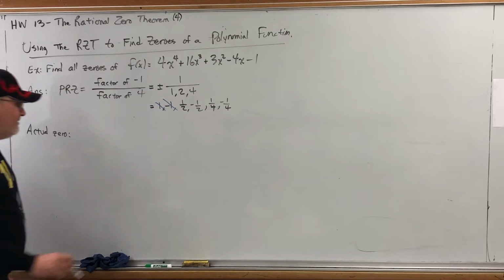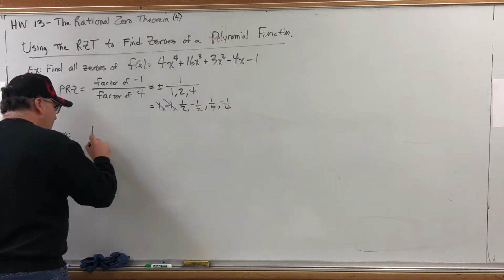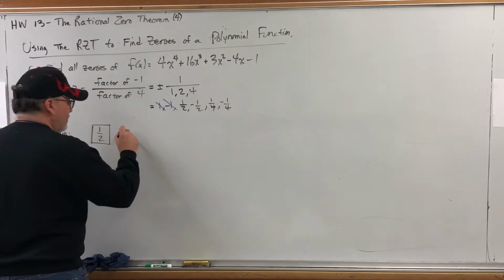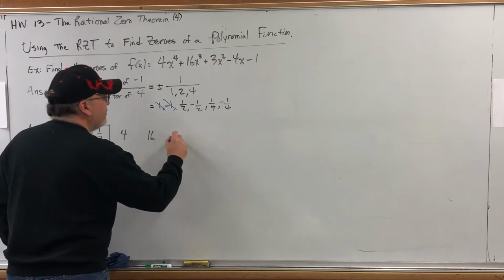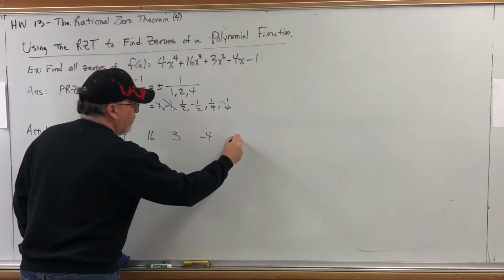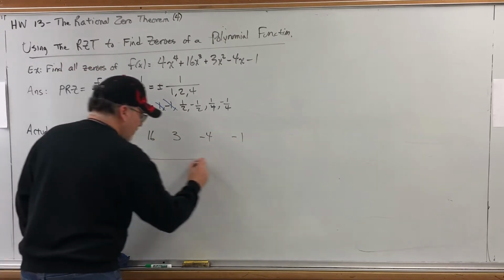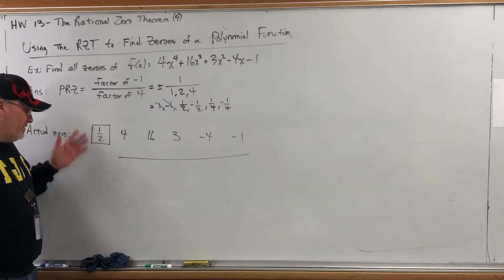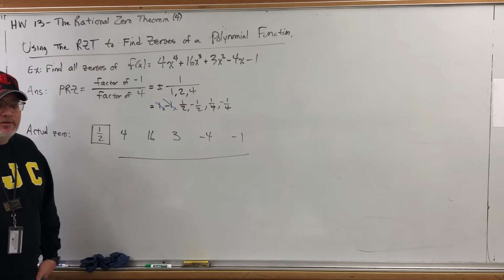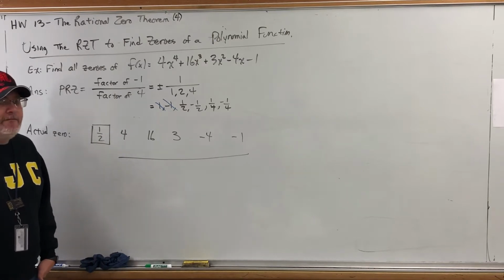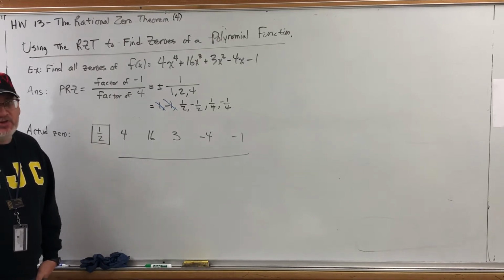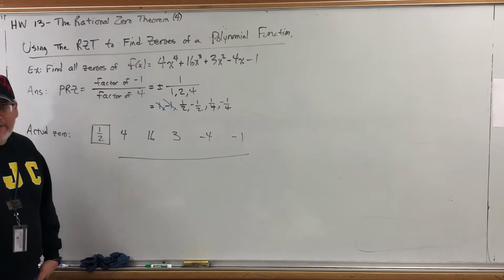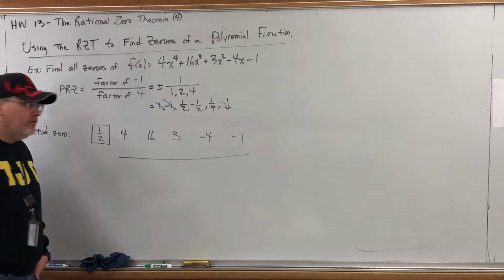Let's use 1/2. I don't know why I erased the entire synthetic division problem. I still need the top row. 4, 16, 3, -4, -1. I jokingly say that this is going to be difficult because this is a fraction, but it's not. Especially because it's just 1/2. Multiplying by 1/2 just means you're taking half of something. So don't say times 1/2, say half of.